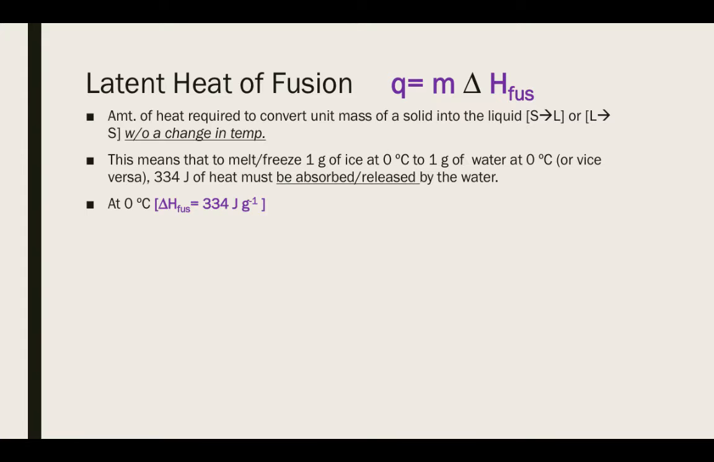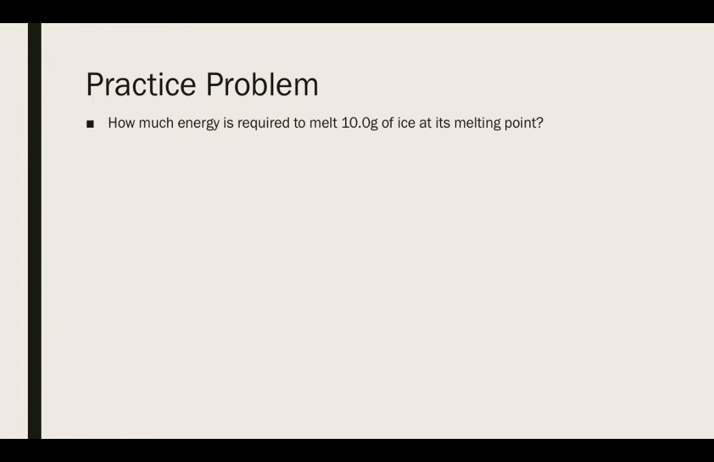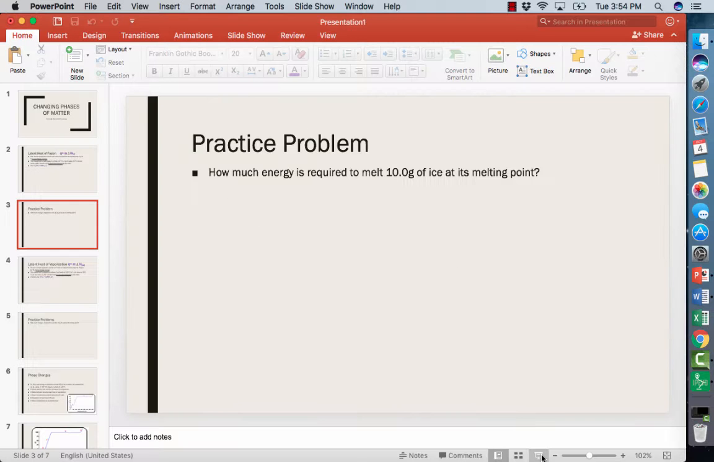So if I want to go from ice to water at 0 degrees Celsius, I would need to add 334 joules per that 1 gram in order to make that change happen. And you notice that the temperature didn't change. It's 0 to 0. So that's our practice problem. Let's figure out how much energy is required to melt 10 grams of ice at its melting point. Well, melting point is 0 degrees Celsius, and if I have 10 grams of it, that would mean that I would need 10 times as much energy versus the 1 gram.